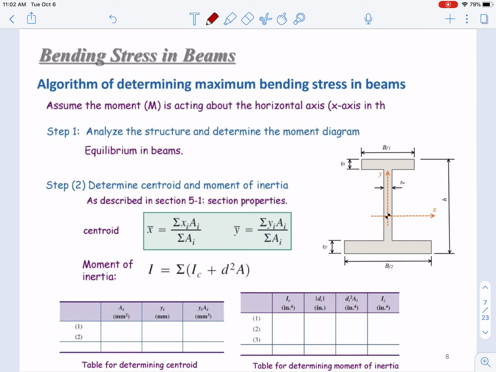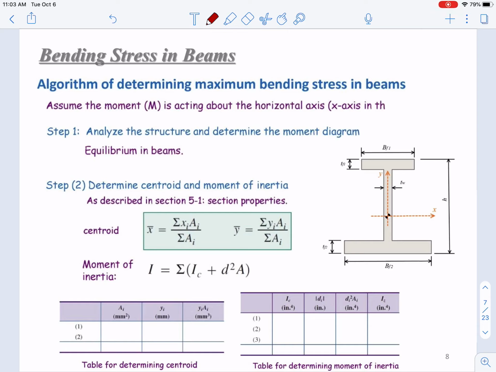Determining maximum bending stresses in beams, these are very practical problems in design. Of course, in tests, we also request you to calculate the stress values at random points on a cross section. Here we assume the bending moment is acting about the horizontal axis.